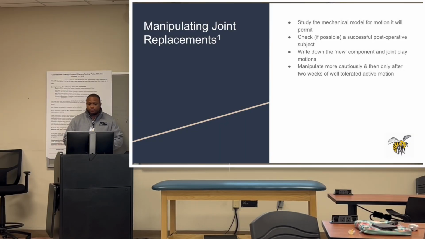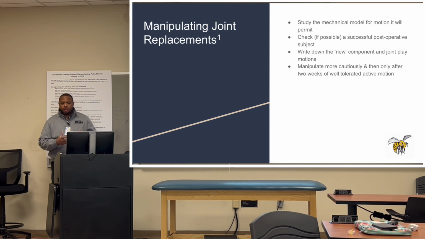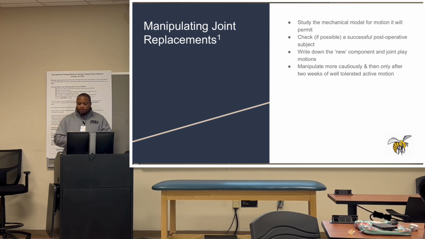So when manipulating joint replacements, you want to study the mechanical model for motion, if it will permit. If you have a mechanical model that you can practice on, check if possible whether this person has had a successful surgery. Write down a new component in joint play motions and manipulate more cautiously if you have to. And then only after 2 weeks of well-tolerated active motion, if somebody has a joint replacement.